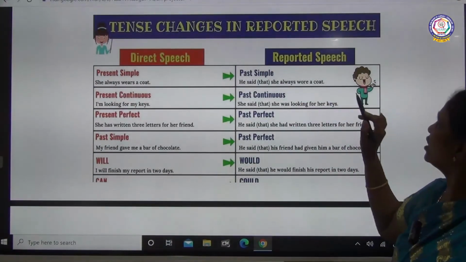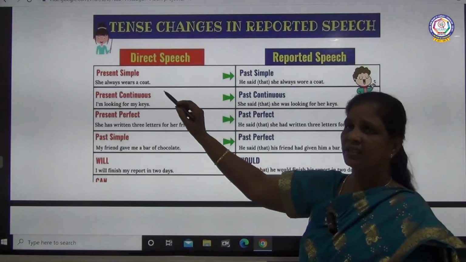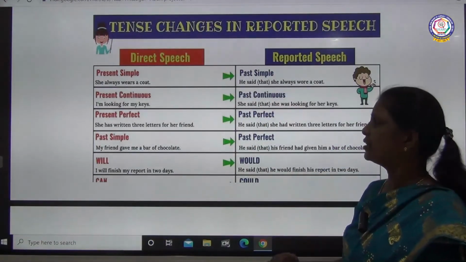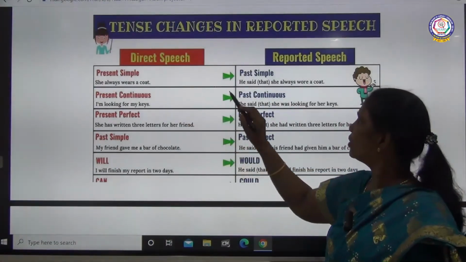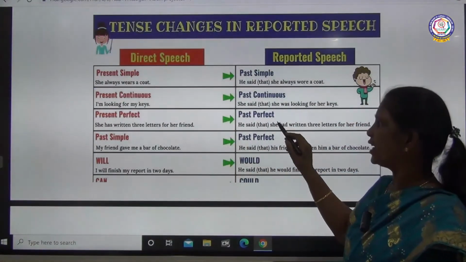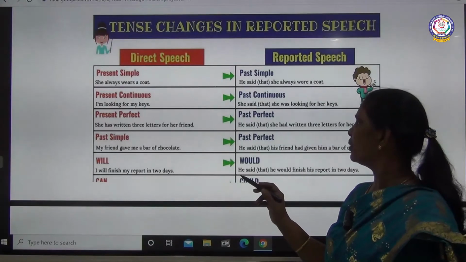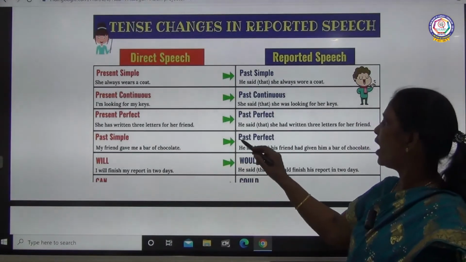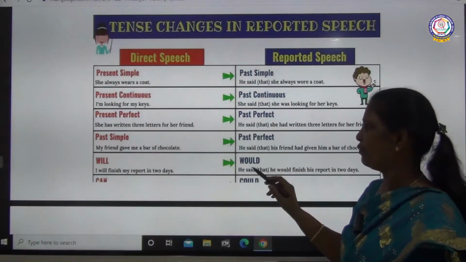Tense changes in reported speech. Present simple will change into past simple. Present continuous will change into past continuous. Present perfect will change into past perfect. And past simple, already past simple, so past perfect, it will change into past perfect.